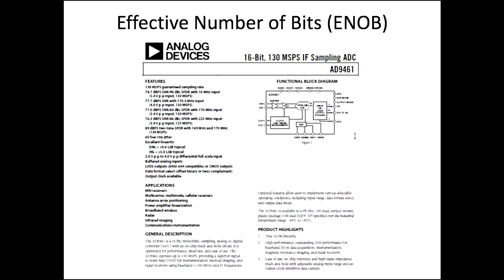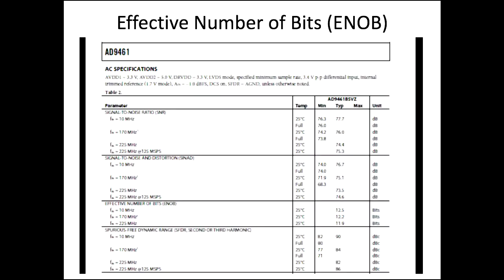So that's the reason here they say, for example, the AD9461 is 16-bit, 130 megasamples per second. But when you read the effective number of bits, it is 12.5 if you are operating at 10 megahertz, 12.2 at 170 megahertz, and 11.9 at 220 megahertz. See, for a 16-bit ADC, the effective number of bits is only 11.9.